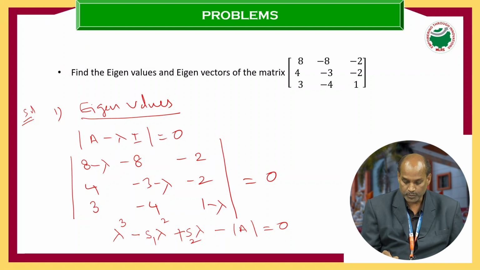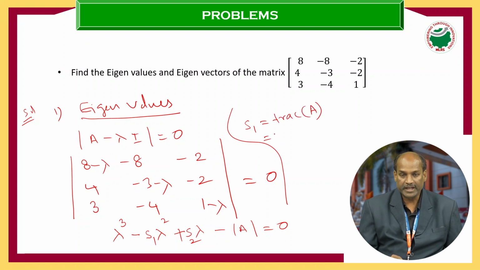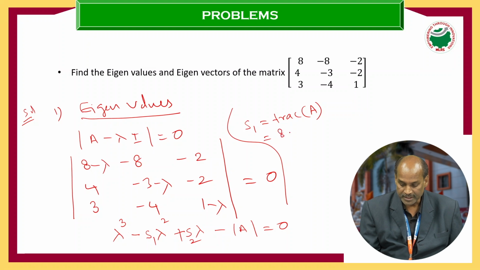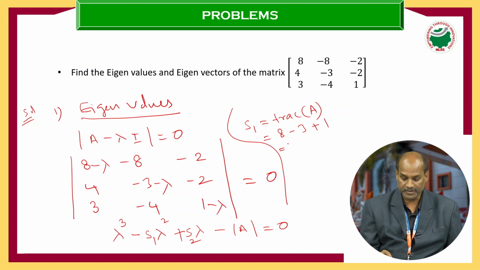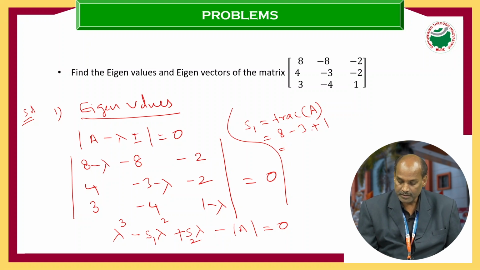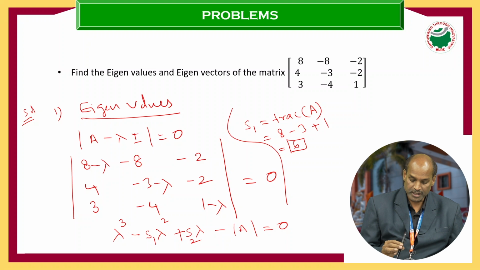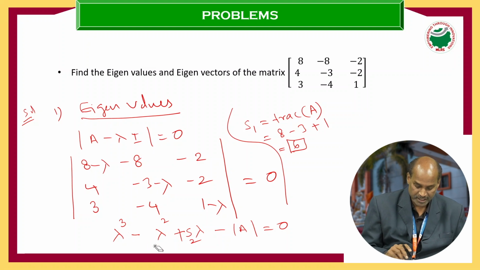Now what is S1? S1 is equal to trace of A. Trace of A means the sum of the diagonal elements. What are the diagonal elements here? 8, minus 3, 1. So 8 minus 3 plus 1. 8 minus 3 is 5, 5 plus 1 is 6. S1 is 6. So in the S1 place, write 6.